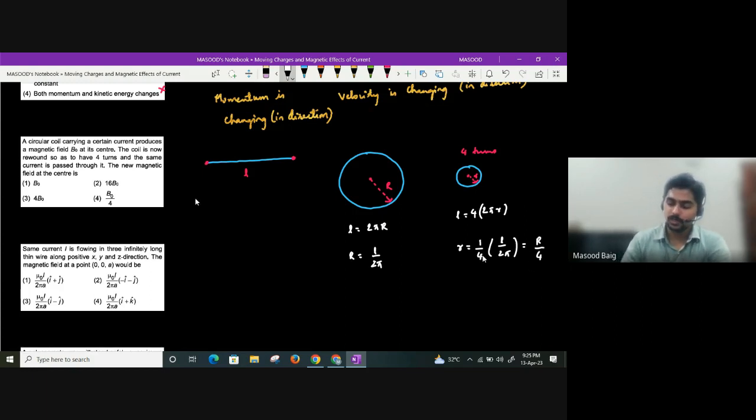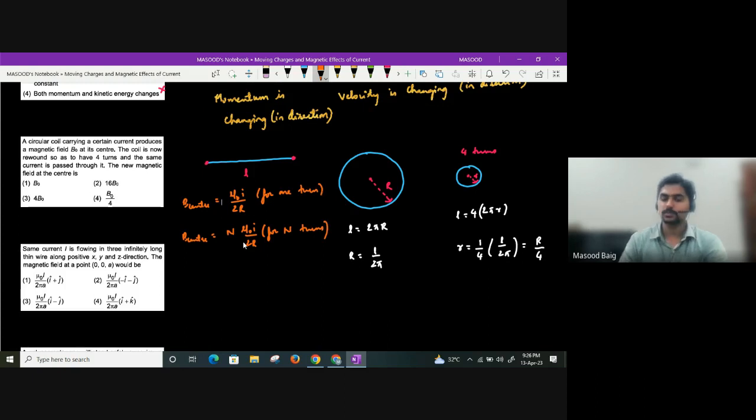Right? We know the magnetic field at the center. What is the magnetic field at the center due to a circular loop, guys? We know it is mu naught I divided by 2R. This is for 1 turn only, guys. Like that, if I have n turns, then it will be given as n into mu naught I divided by 2R, for a loop of n turns. Is that clear?